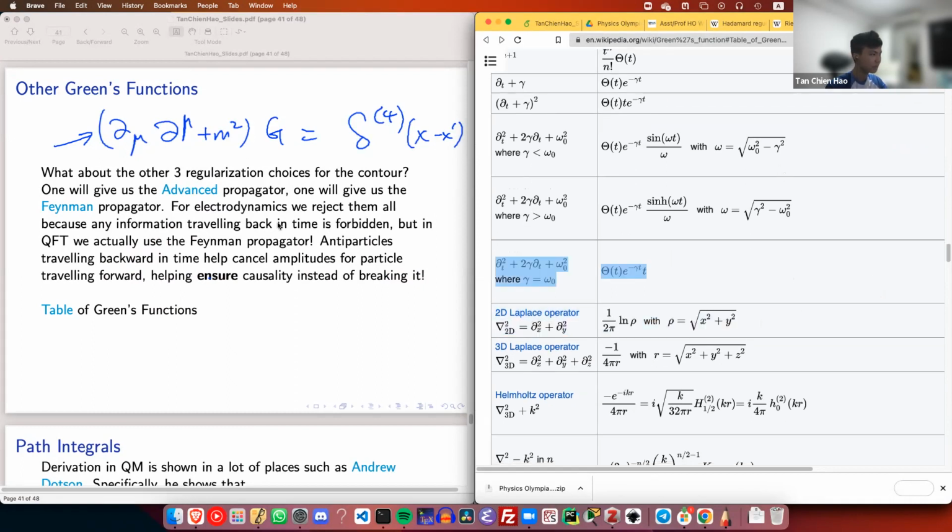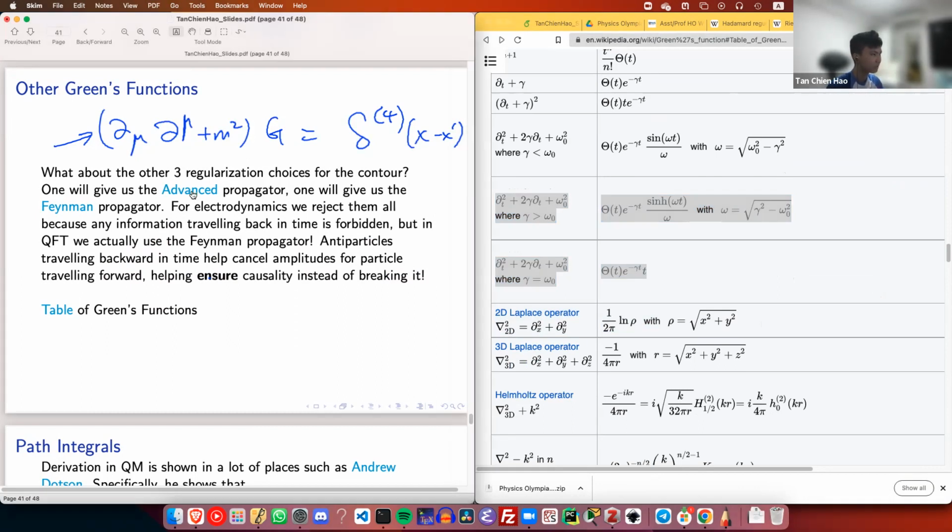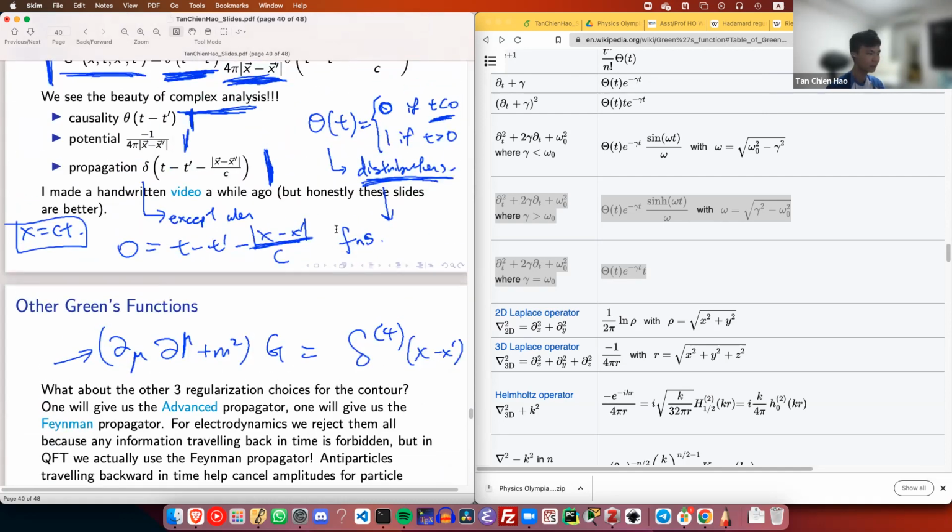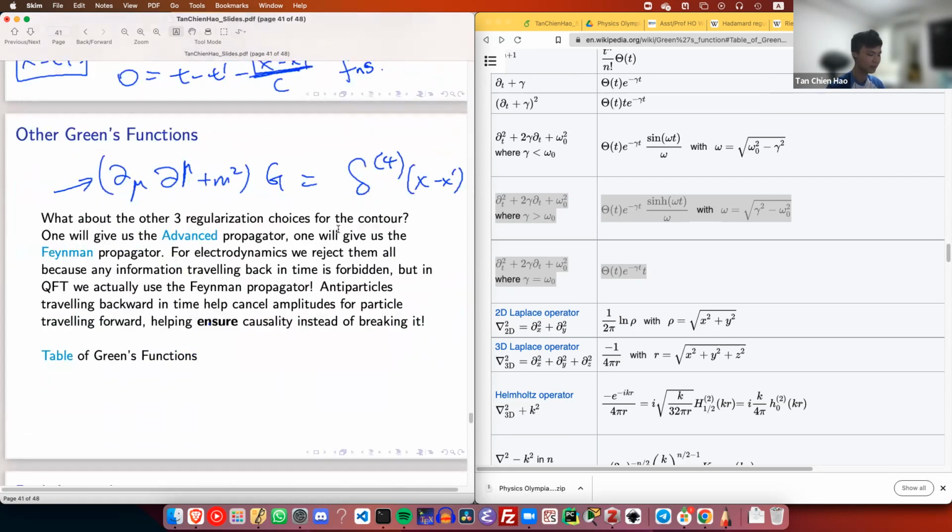So, back to QFT. The other three choices for the contour will give us the advanced propagator and the Feynman propagator, and the last one will give us basically an inverse kind of Feynman propagator. The retarded propagator tells you that your sources can only affect measurements that come after it, right? T must be greater than T prime, T prime must be less than T. That's your retarded propagator. Your advanced propagator would be the other way.